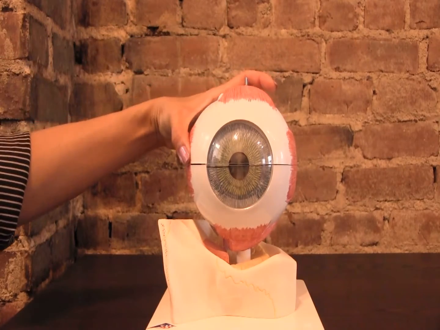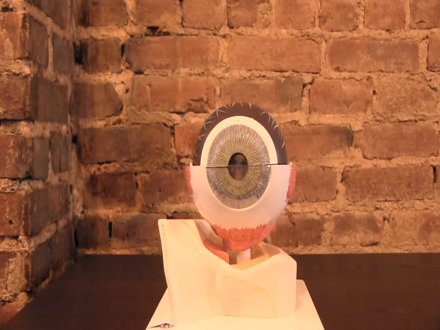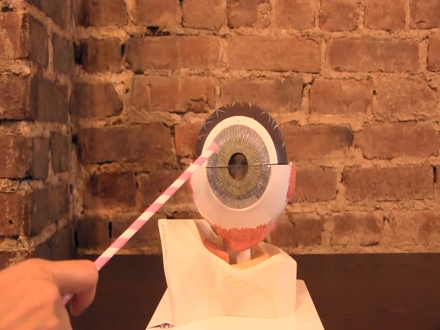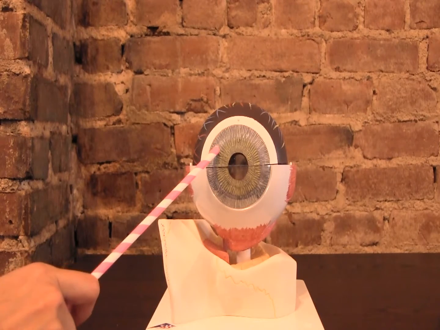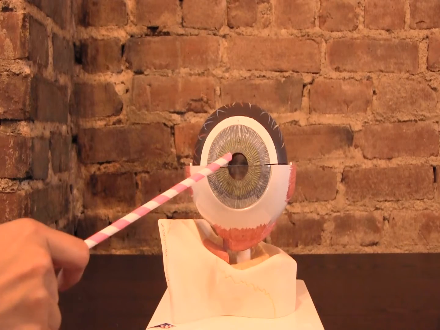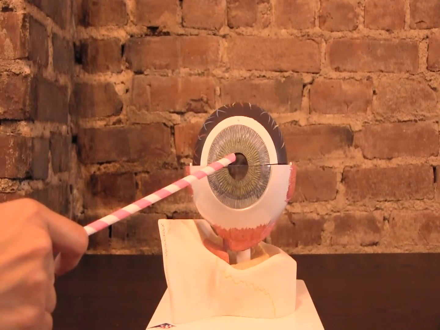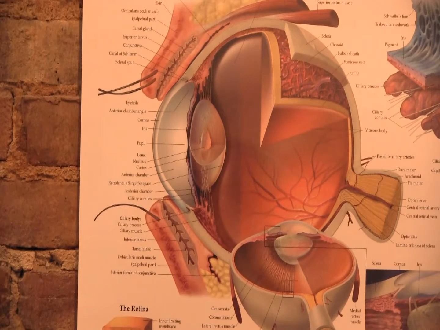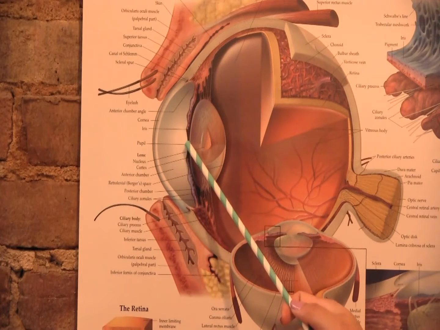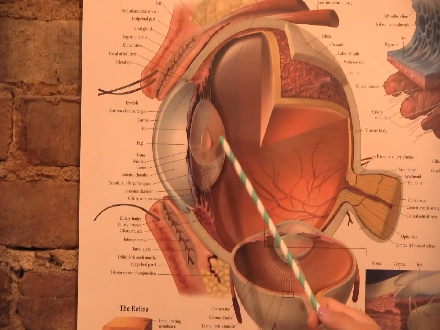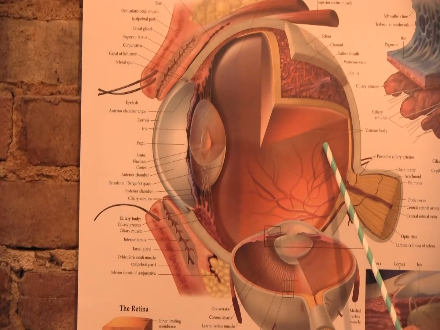Let's go posterior to the iris, or colored part of the eye. Iris color is determined by the amount of melanin and melanocytes. Greater amounts of melanin give a browner appearance. This hole here is the pupil. During an eye exam, eye drops will be used to dilate the pupil, making it larger, thus making the posterior structures of the eye visible to detect any eye diseases.